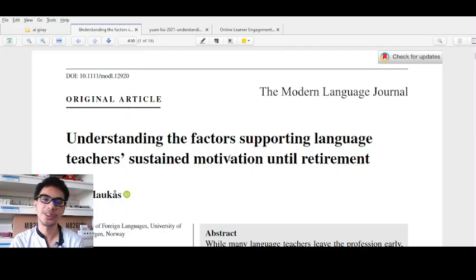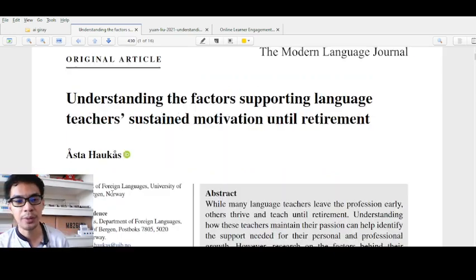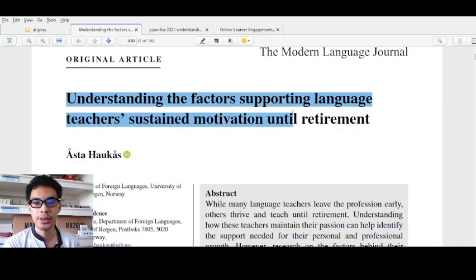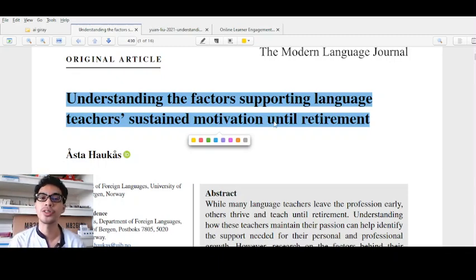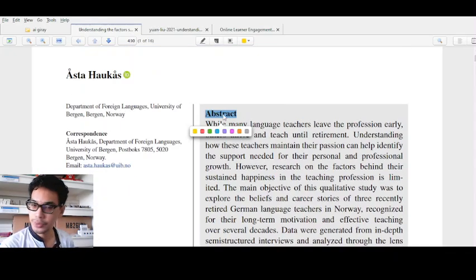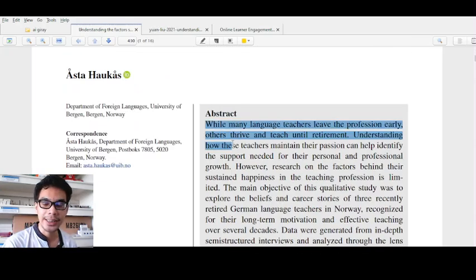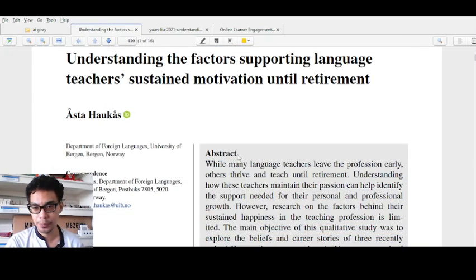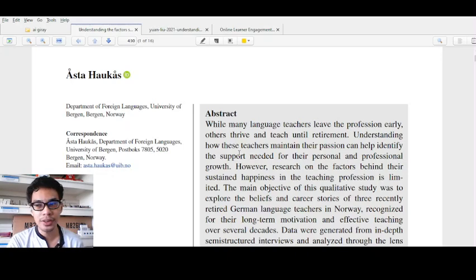Too long, did not read, so I have just an abstract then. This is not mine. This is coming from Asta Hukas from Norway, and his paper is titled Understanding the Factors Supporting Language Teachers' Sustained Motivation Until Retirement from the Modern Language Journal. Commonly, the length of an abstract is about 150 to 250 words. But in our paper, I want you to have 200 to 250.